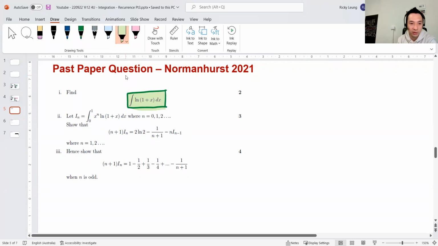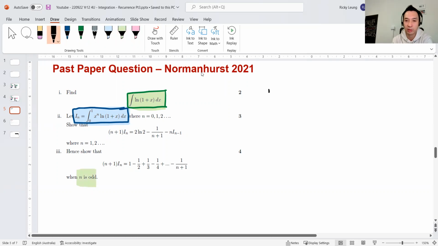And then it starts off with, let In equal to that. So it defines for you an expression for In. Good. Show that, okay, classic. And then hence show that, okay, cool. So maybe it feels like from there to there, we have to do something by recurrence. Oh, wait, this one's odd. Ooh, that's tricky as well. Okay, let's have a look at that. All right, let's do the first part.